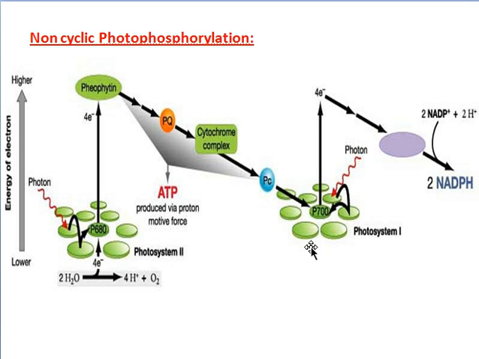And similarly, here you see there is another photosystem known as photosystem 1, having the photocenter P700, and around this main chlorophyll molecule are the accessory pigments and other chlorophyll molecules. On the left hand side you can see the energy of the electron. It is lower on the lower side, and higher on the higher side.